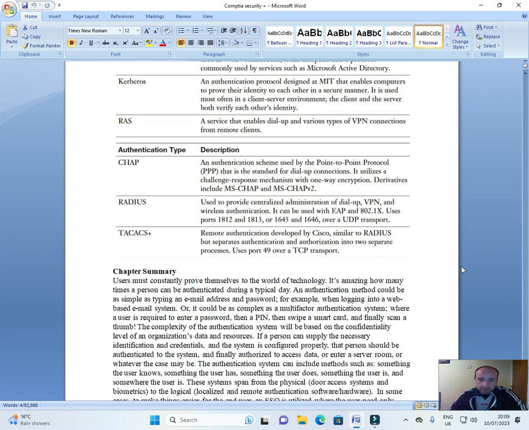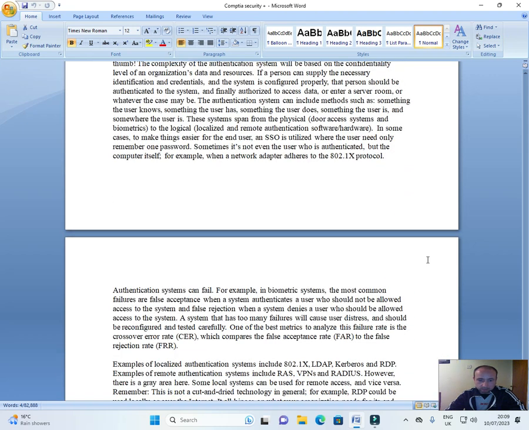RADIUS, used to provide centralized administration for dial-up, VPN and wireless authentication. It can be used with EAP and 802.1x, and uses ports 1812 and 1813, or 1645 and 1646, over a UDP transport. TACACS Plus, remote authentication developed by Cisco, similar to RADIUS but separates authentication and authorization into two separate processes. Uses port 49 over a TCP transport.